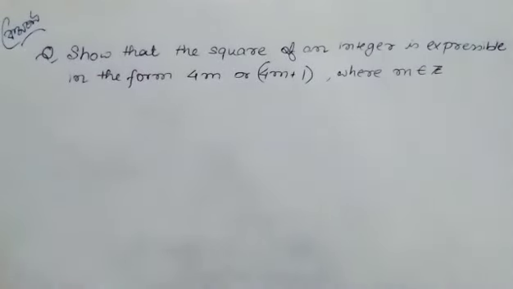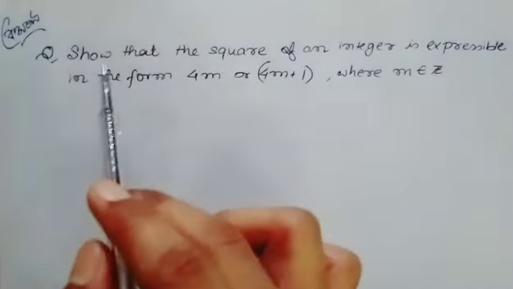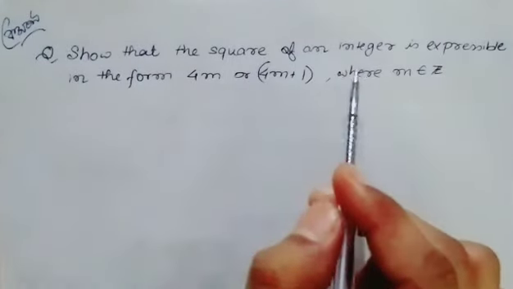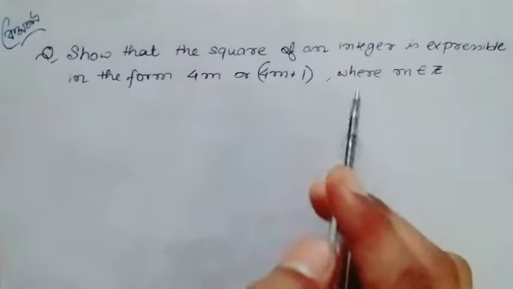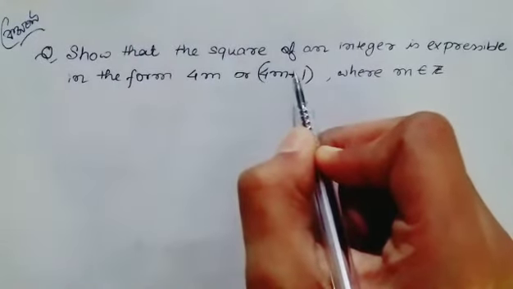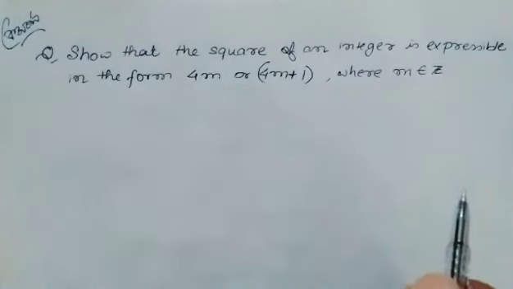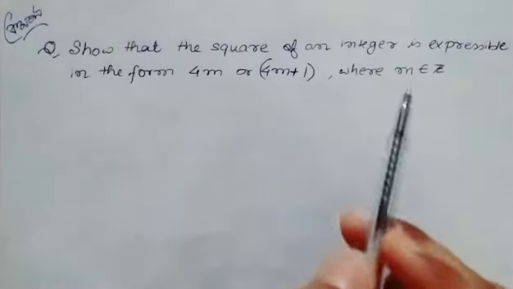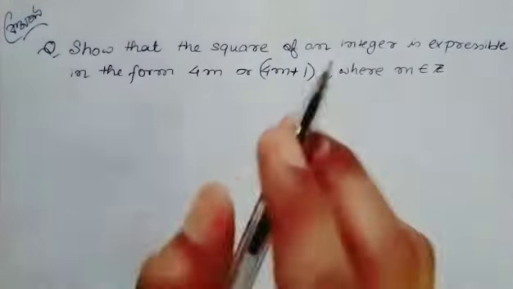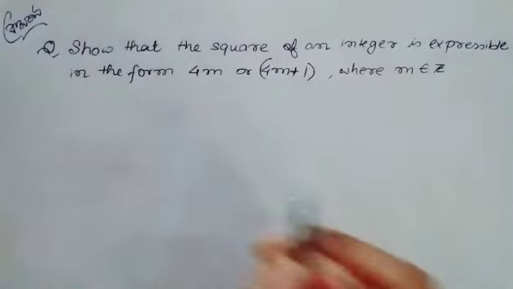Okay, so now let's discuss a problem. Show that the square of any integer is expressible in the form 4m or 4m plus 1, where m belongs to integer. So what is the basic idea of this statement? Just focus on the square of an integer. Let's consider some examples for our better understanding, square of any integers.